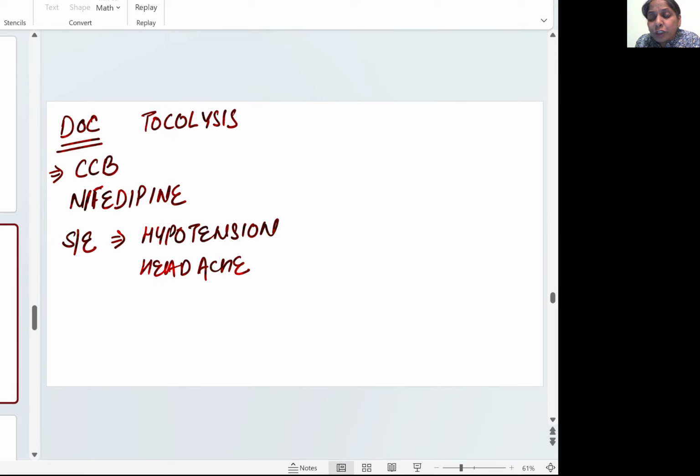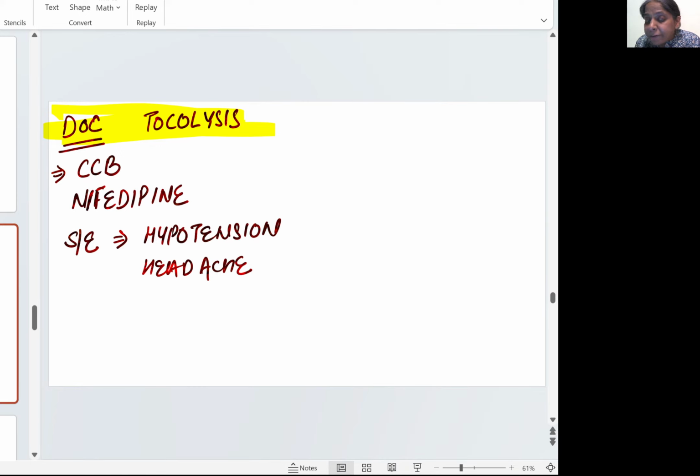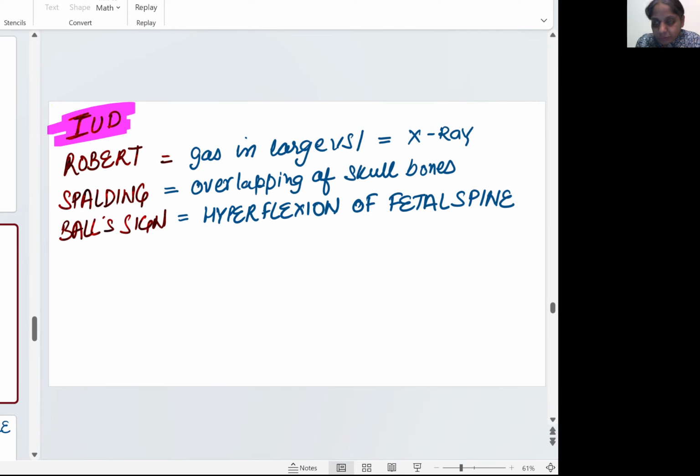The drug of choice for tocolysis is the calcium channel blocker nifedipine. And what is its side effect? Hypotension and headache are the side effects of nifedipine. It is the drug of choice. Okay. Yes, Dr. Sumit, it is hypokalemia. Very good. Hypokalemia it causes.